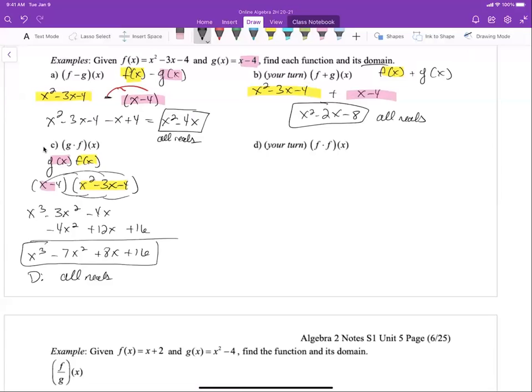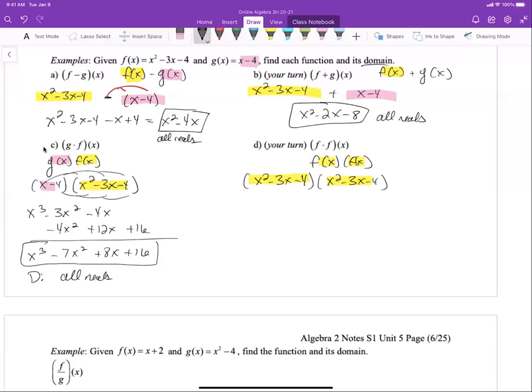Okay, let's try one yourself. Your turn. Welcome back. This is the same as f(x) times f(x). And so what is f(x)? f(x) is x² − 3x − 4, x² − 3x − 4, and they're both what we've been using as yellow.